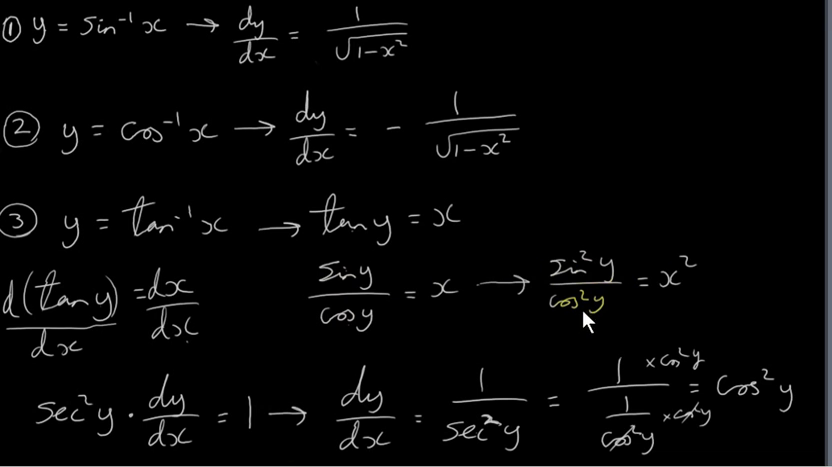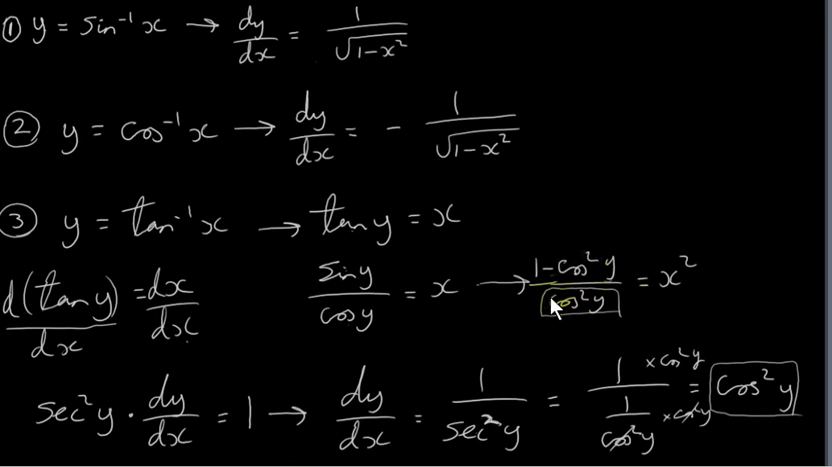Now, we're interested in cos squared y. What is cos squared y in terms of x? We're interested in getting this, this is dy/dx, in terms of x. But we have sin squared y on top. Well, we can replace sin squared y with 1 minus cos squared y. So we use the identity that cos squared y plus sin squared y equals 1. So sin squared y is just 1 minus cos squared y.